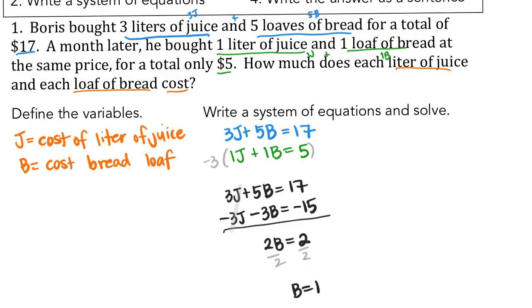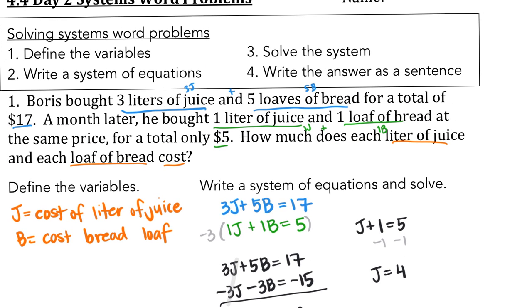And then I'm going to go back and get J. You can plug into either equation. It does not matter which one. I'm going to plug it in the second one because it looks easier. J plus B equals 5. J is 4. Now, if you plugged it into this equation, you should still get J as 4. Okay, now I have solved this system.